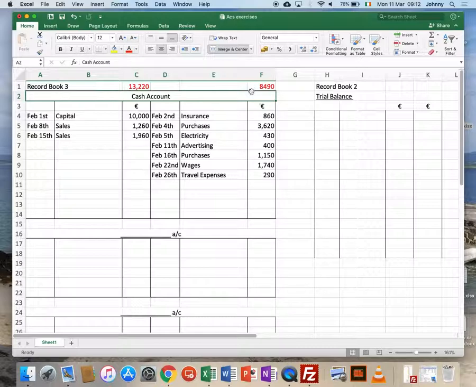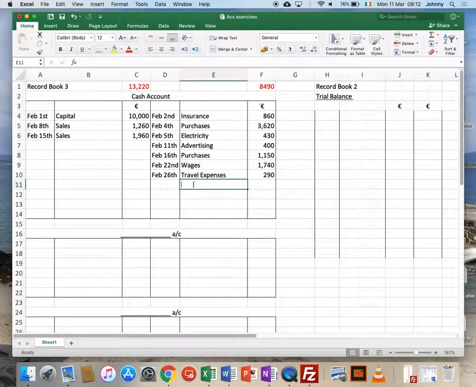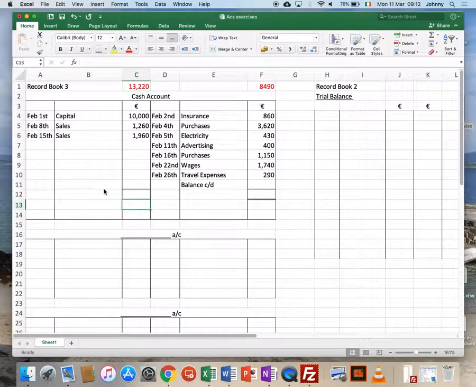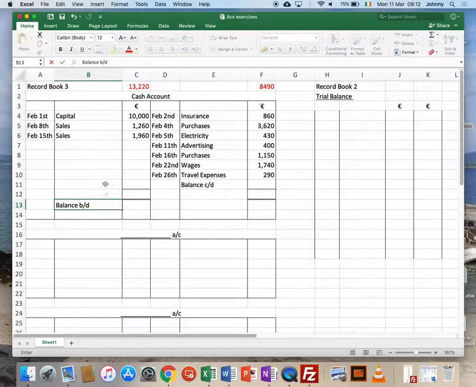And I find then that this is the bigger side, this is the smaller side. So I'm going to put my balance CD on the smaller side. And I'll come up with the number now in a second. And I will have a total here, and over on the other side, I'll have a total. And they should be done in red pen, a single line on top and a double underneath. And then the balance BD will be on the bigger side, the 13,220, and it'll be underneath the total.